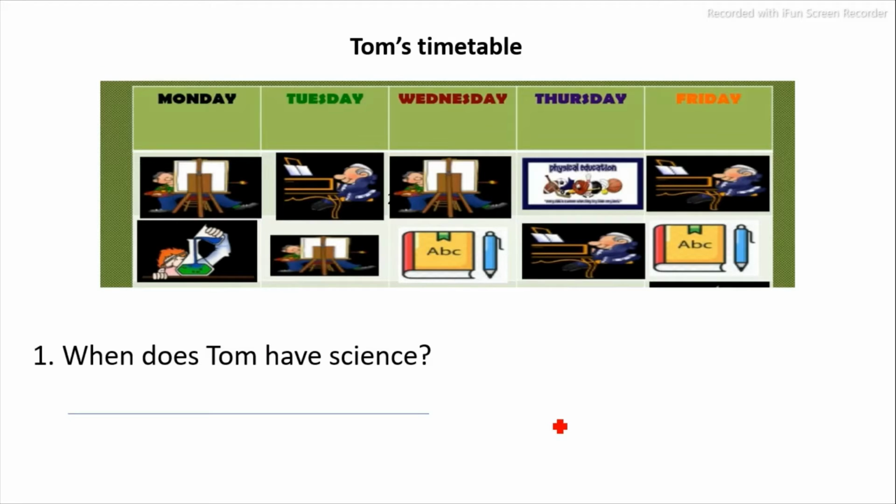And then the last thing that we learned was our timetables. Okay, so this is a picture of Tom's timetable. He has Monday, art and science. Tuesday he has music and art. On Wednesday he has art and English. On Thursday he has physical education and music. And on Friday he has music and English.